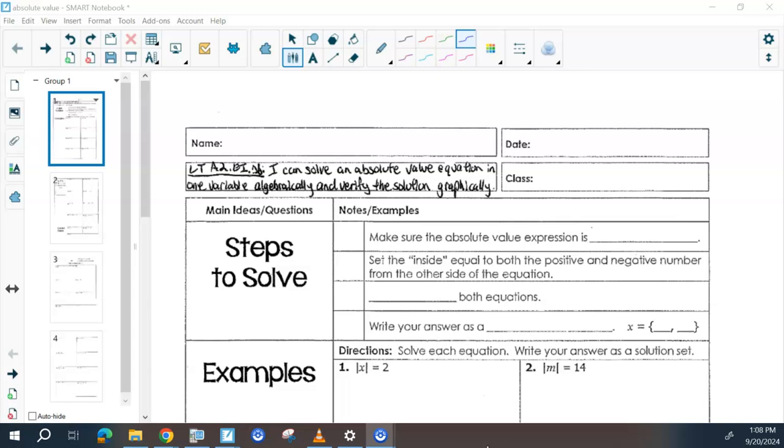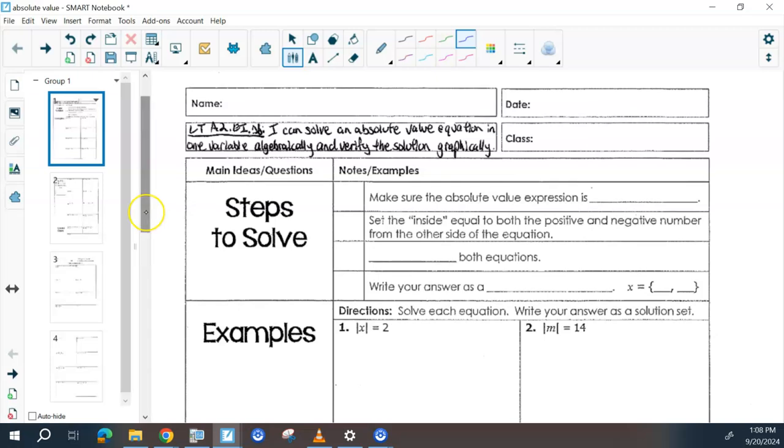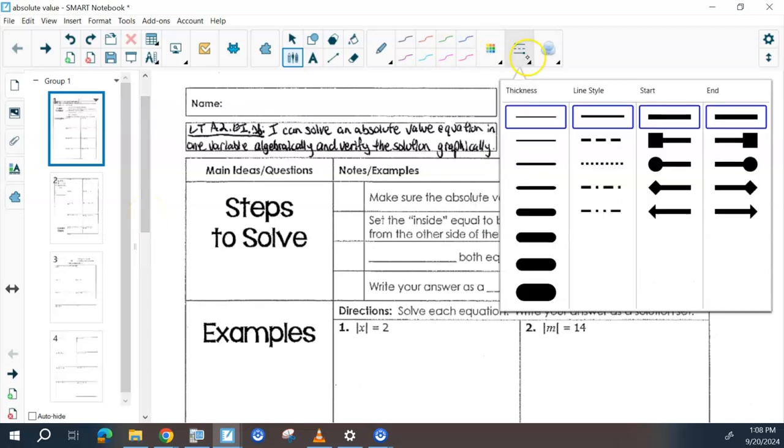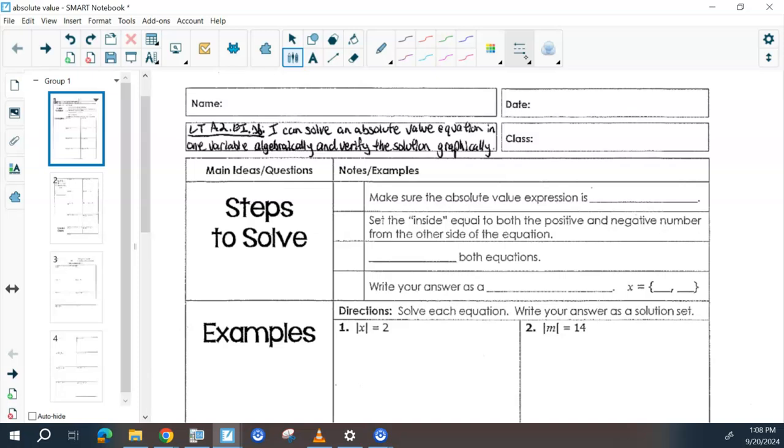Okay, so first, notice that this standard starts with A2 instead of A1, or just A like it has been. This is one of the extensions that advanced algebra goes over that regular does not. Okay, so we are going to talk about how to solve absolute value equations, similar to regular equations, but slightly different. So first, make sure the absolute value expression is isolated. What does that mean? Get it by itself, correct.